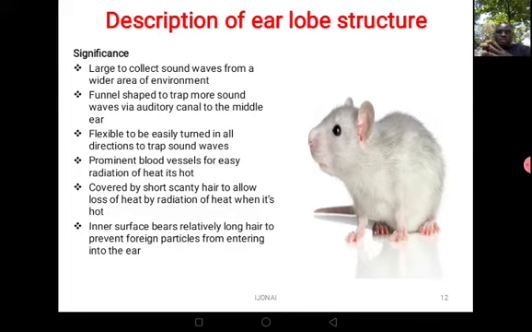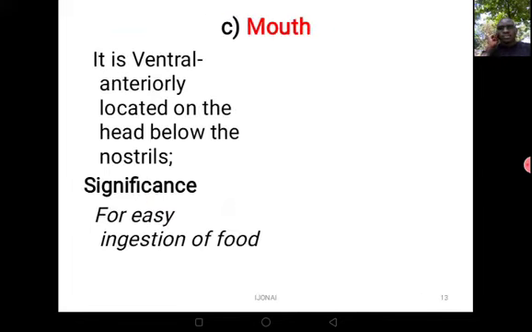So those are the significances of the structure of the ear that we have talked about. Yes, great. I hope you can now describe the structure of the ear, but also give the significance of that structure. Okay, that's great. Let's look at another part, the mouth.